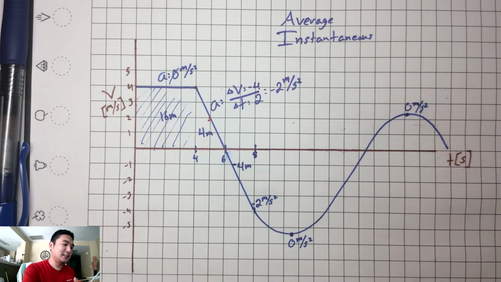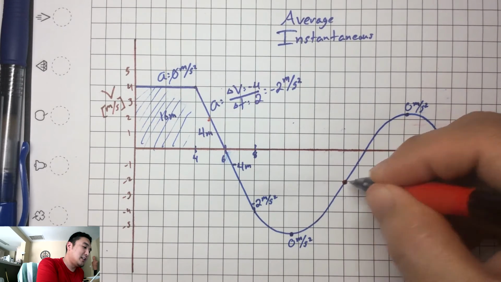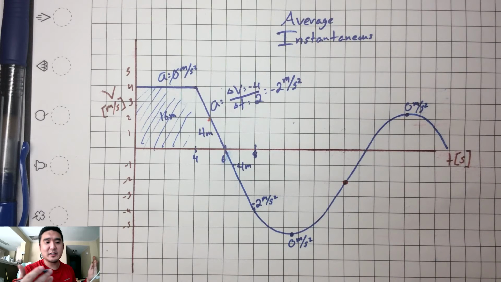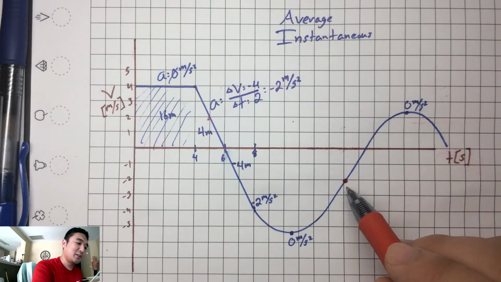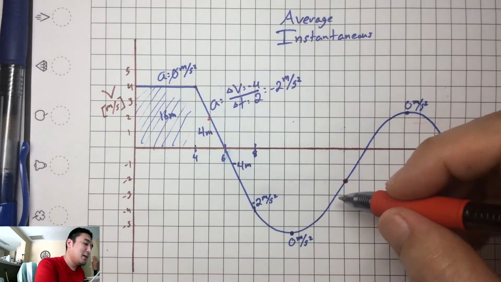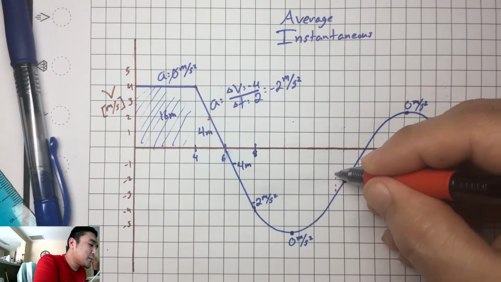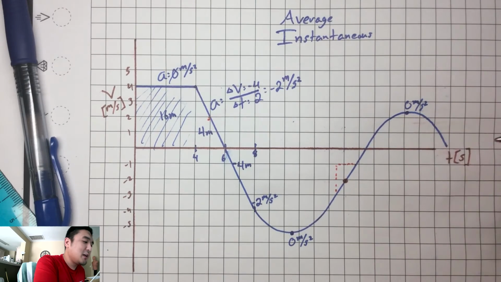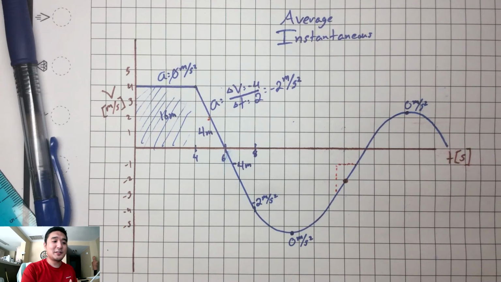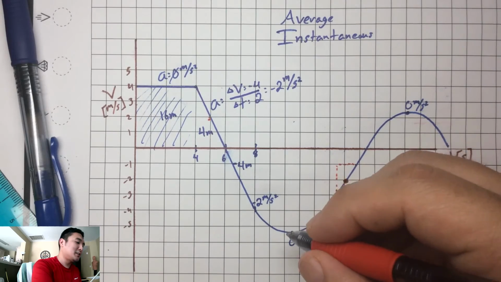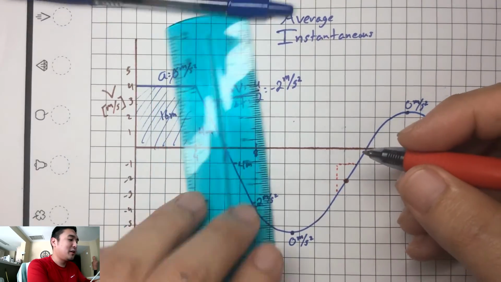For the instant, let's say the instantaneous acceleration, which would be the slope of this line. The instantaneous acceleration of this line right here would be whatever this rise over run would be there, whatever that is. Okay? But the average acceleration would depend upon the change of velocity over some change in time that we're talking about.